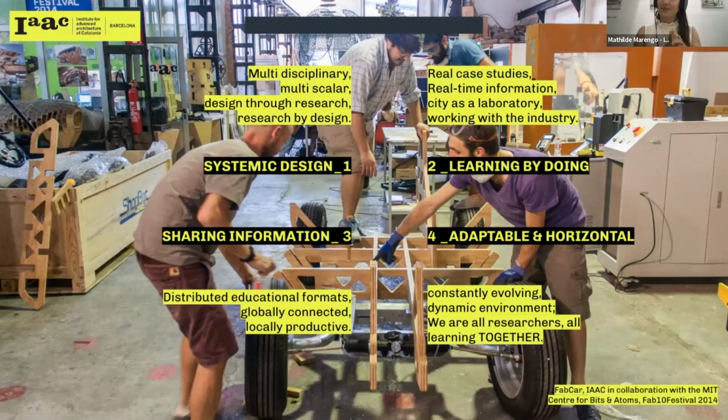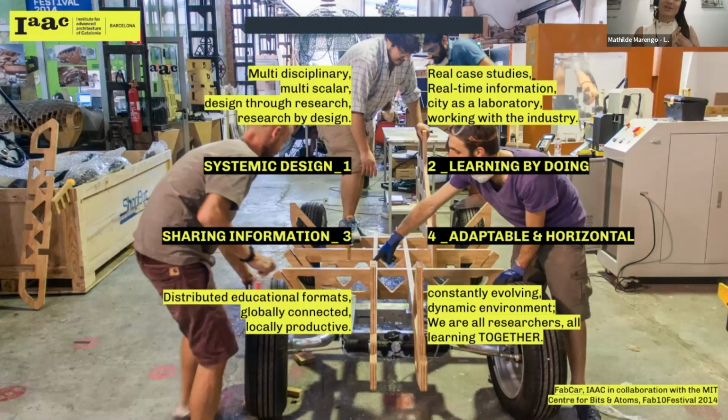The second thing that we work strongly through is learning by doing. So we work with real case studies, real-time information, we work with the city as a laboratory, and we work together with the industry in order to be able to test the solutions that we develop and understand their impact, but also adapt them through feedback loop processes.